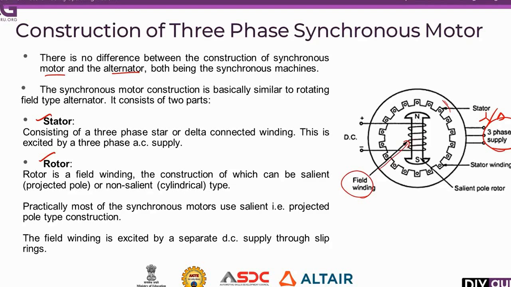Either the poles may be projected or it may be of the cylindrical type. Mostly projected pole types are used, as shown in this diagram. This rotor is excited by a separately excited DC supply, or through the slip rings. Through the slip rings it can be excited.